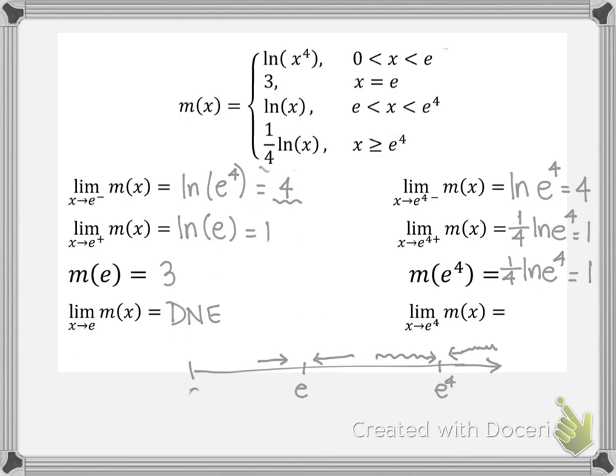Lastly, it's asking us for the limit as x approaches e to the fourth. And once again, you have to consider the left and the right-hand limit. Since the left and the right-hand limit are not equal, this is DNE. So again, this topic is called limits of piecewise functions.